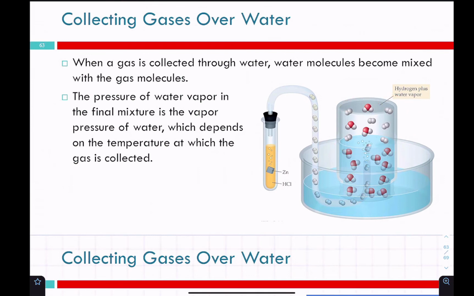And then as you generate hydrogen gas, it starts to replace more and more of that space with hydrogen. But there is some amount of water vapor in there. So going back to Dalton's law of partial pressures, the pressure total is the sum of all the pressures: the partial pressure of hydrogen plus the partial pressure of, in this case, water also. So if you do an experiment like this and you're collecting a gas over water, you have to subtract out that vapor pressure, the pressure from water.